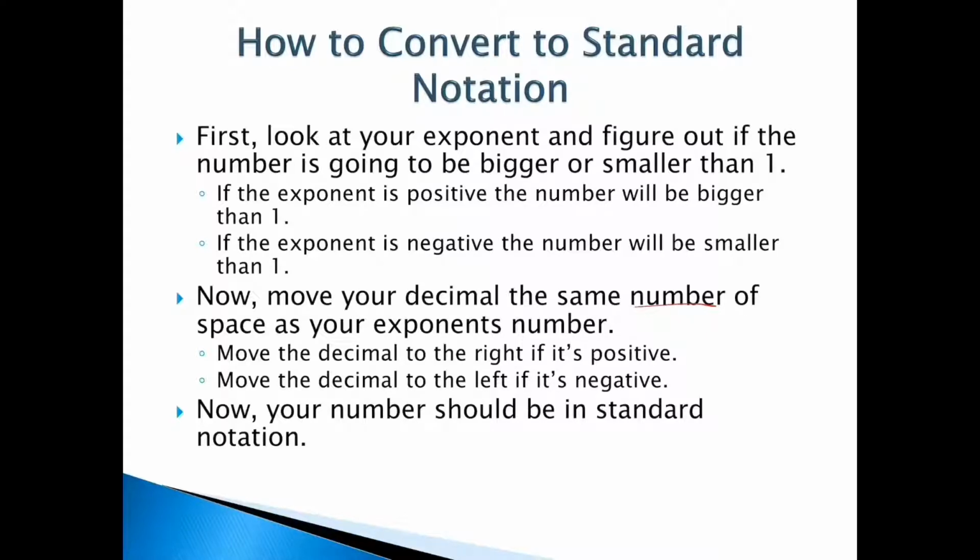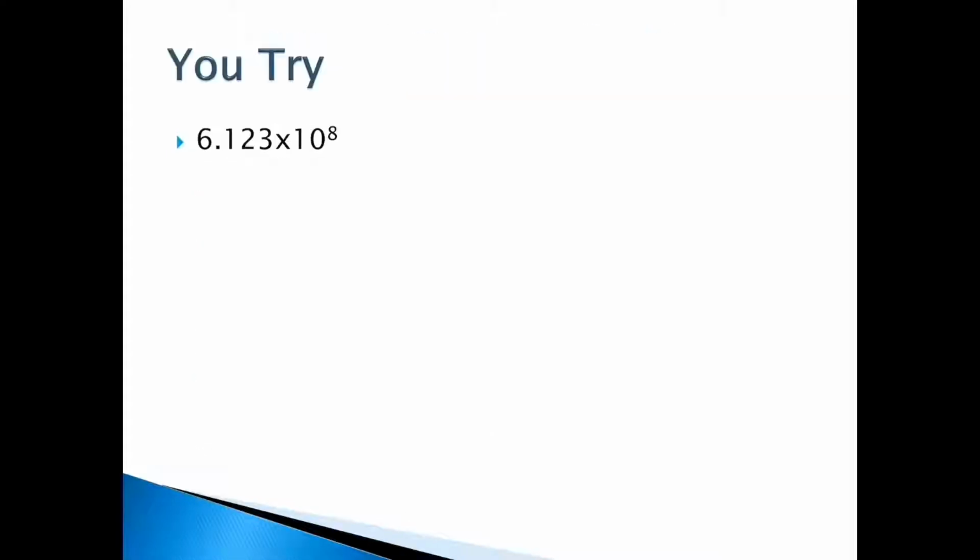So after you've moved the decimal, you've figured out if your number should be bigger or smaller than 1, your number should now be in standard notation. Once you've moved the decimal, your number should be where it needs to be. So let's try this one. First step, figuring out if our number is going to be bigger or smaller than 1. Well, our exponent is positive, so that means our number is going to be bigger than 1. So we're going to write that. We should have a number that's bigger than 1.